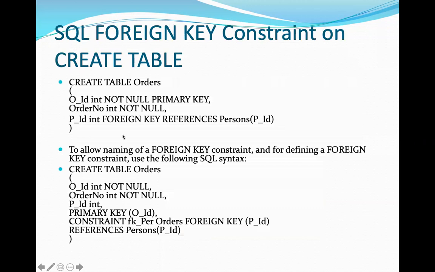Foreign key constraint, we can add it like this: foreign key references, and then the table name, and then the ID of that particular foreign key. Or later on, we can add a constraint name. Then we have the foreign key column ID references the table, and the column ID of that particular primary key. So this is the primary key in the persons table. This is the foreign key of the order table.